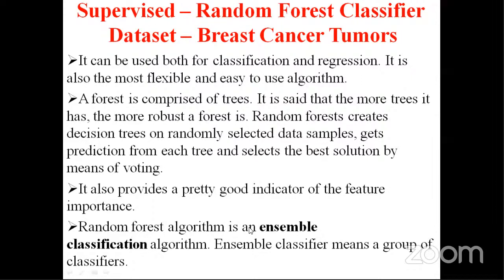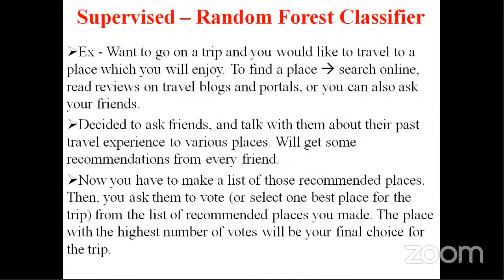So random forest algorithm is an ensemble classification algorithm. Ensemble classification means a group of classifiers. Why is it called a group of classifiers? As I told before, random forest works in two stages: one is the decision tree and the other is voting. Decision tree itself is one algorithm. That's why random forest is called a group of classifiers. Inside that there is already one algorithm, the decision tree classifier. So it uses one algorithm, decision tree, and then it gets into a voting method.